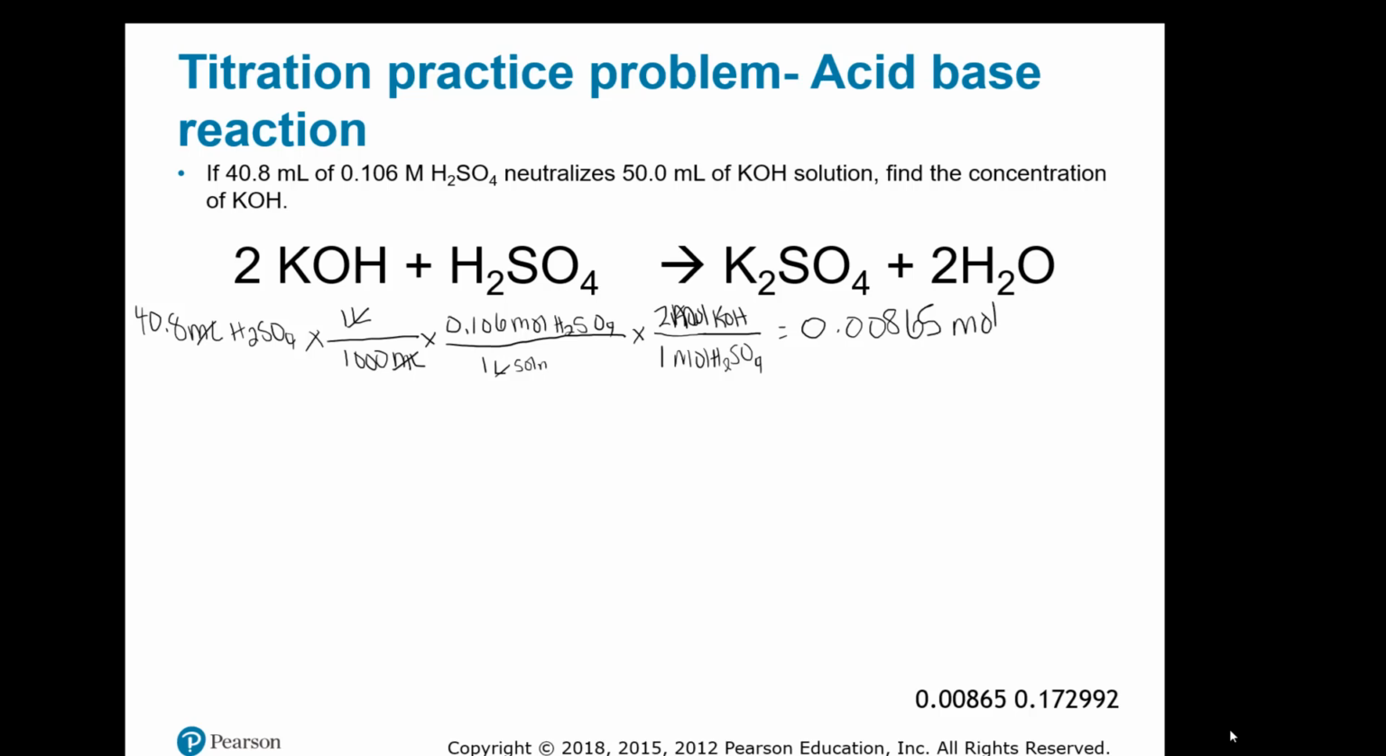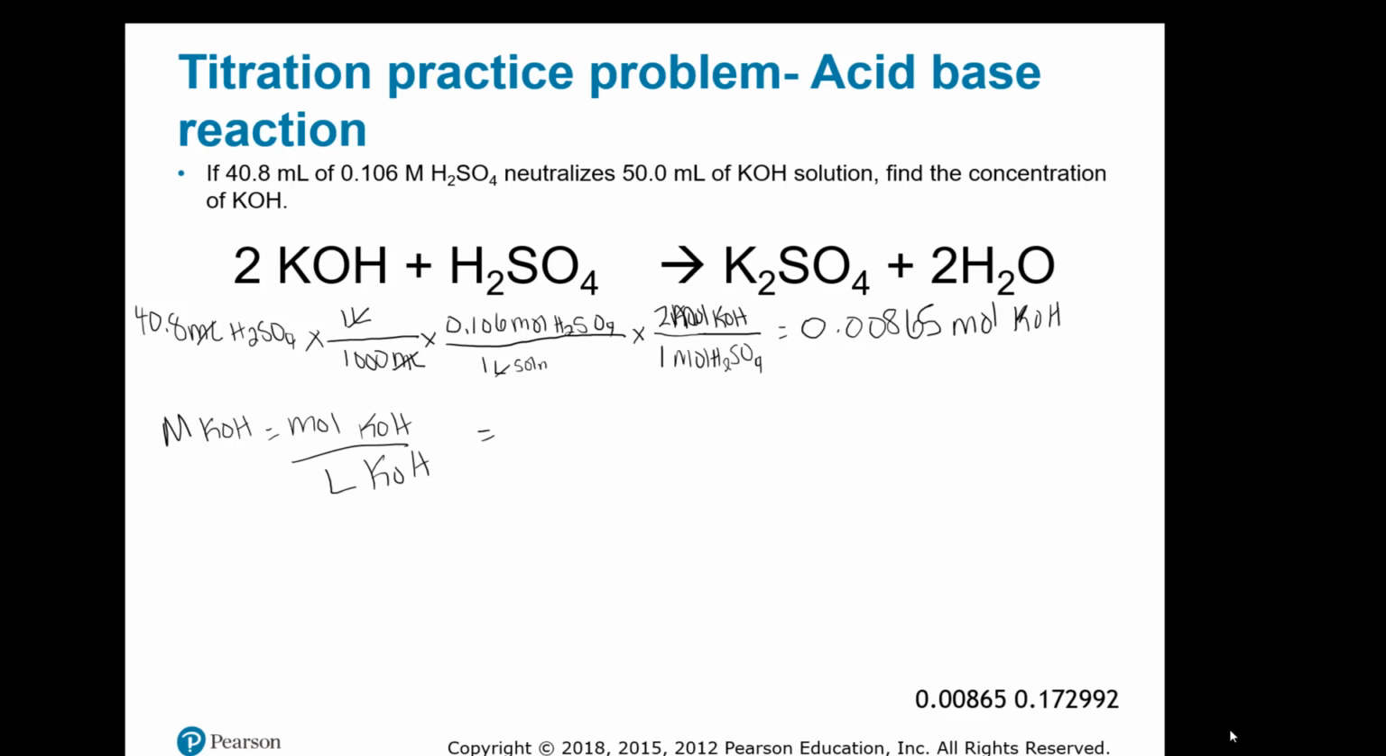Now our question in our problem was asking the molarity of potassium hydroxide. Our given says that we have 50.0 milliliters of potassium hydroxide solution. Now, molarity is defined as moles per liter. So before we can move forward, we need to convert the 50 milliliters of potassium hydroxide to liters.